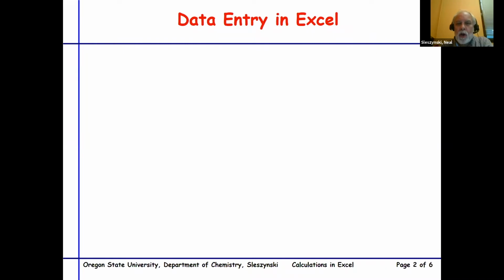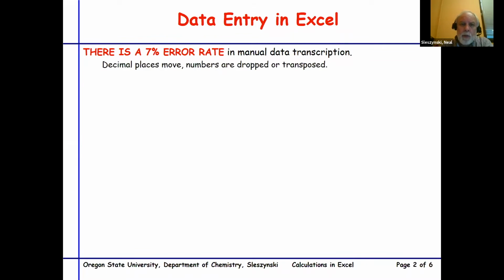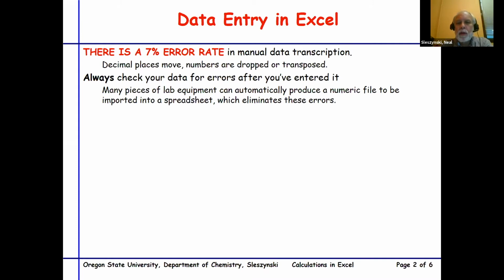Well, first of all, let's talk about data entry in Microsoft Excel. The first thing you need to understand is there is a 7% error rate in manual transcription of data. Decimal places move, numbers are dropped or transposed. It's important to always check your data for errors after you've entered it. Many pieces of laboratory equipment will automatically produce a numeric file that can be imported directly into a spreadsheet, which eliminates these errors.